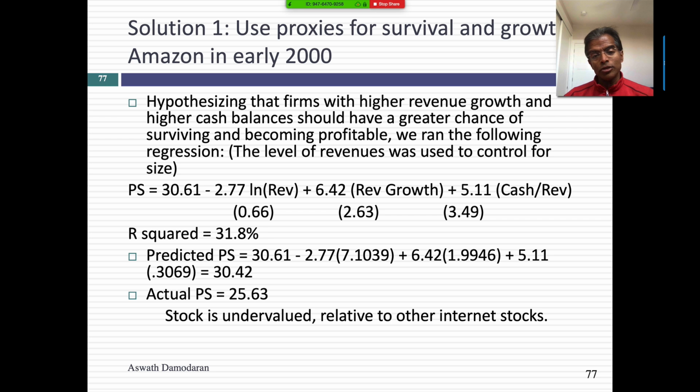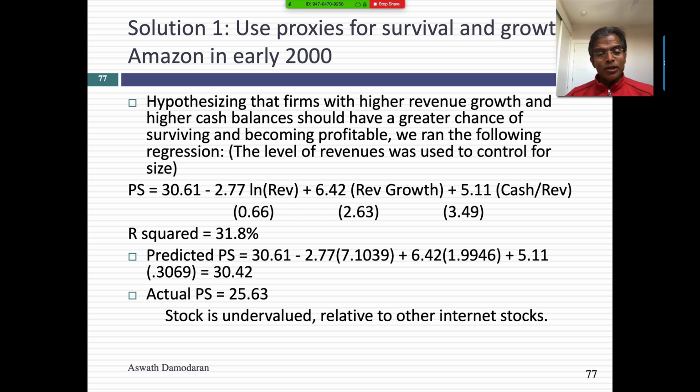And I'll give you two ways you can do it. One is, instead of running a regression of price to sales against margins, growth, payout, all the traditional variables, I asked a different question. I said, look, I know nobody's pricing these stocks now based on how much money they make or what their margins are. They're pricing them on whether they will survive. So the higher the likelihood that they will survive, the greater the multiple should be.